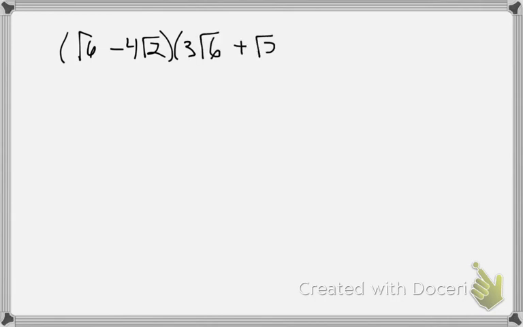What if we had square root of 6 minus 4 square root of 2 times 3 square root of 6 plus square root of 2? Now it's not a monomial on either side. It's a binomial times a binomial. Well, that's FOIL, isn't it? Foiling out, yes. That's what we're going to be able to do here.